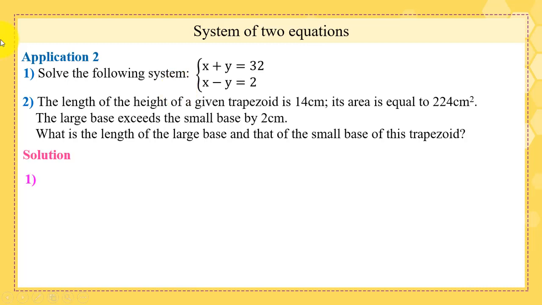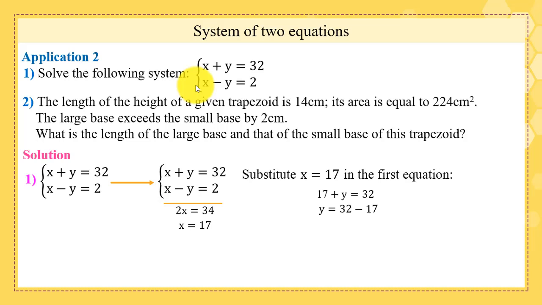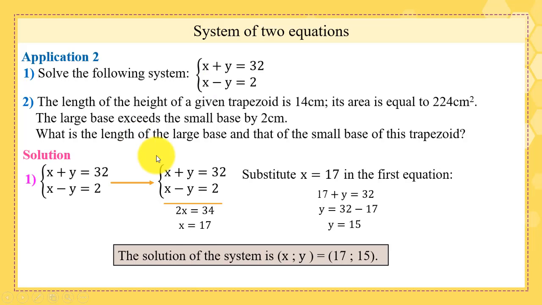In part 1, we must solve the system. Use the elimination method. Find X, then substitute X equal to 17 in the first equation and find Y. The solution of the system is (X, Y) equals (17, 15).